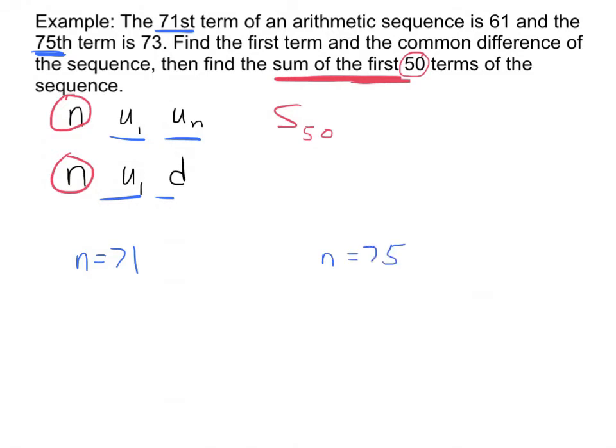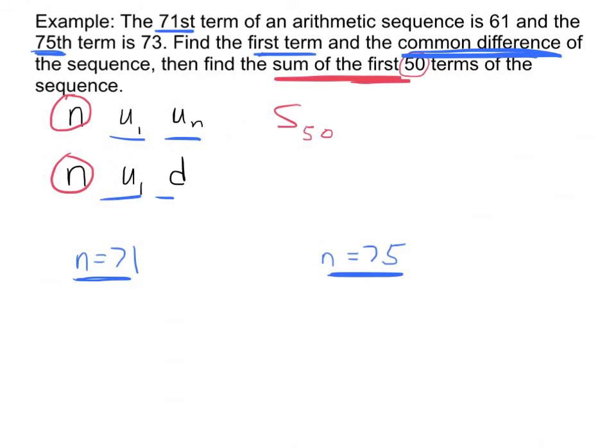The other point that I want to say about this problem is that IB does this a lot. They lead you through the problem. The first thing it says is find the first term and the common difference. We've seen problems like that before. When you need to find both of those things, it's that system of equations thing. So if we have n equals 71 and n equals 75, let's try and set these up.